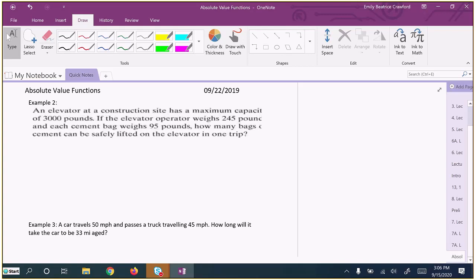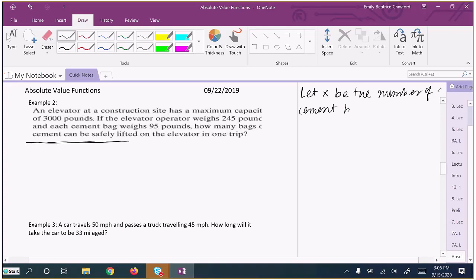So because it is a word problem and I want to know how many cement bags, I will say that is my variable. So say let X be the number of cement bags. So the weight due to the cement bags, each cement bag weighs 95 pounds and you have X of them, is going to be 95x pounds. That's just the weight of the cement bags. But then remember, the elevator is also carrying the operator. So I have to add that weight, and that is 245 pounds.